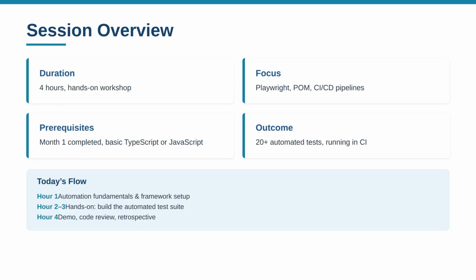Your goal for today is 20 or more automated tests, structured with the page object model, running cleanly inside a GitHub Actions pipeline. That is a portfolio quality artifact, the kind of thing you can show in a job interview.